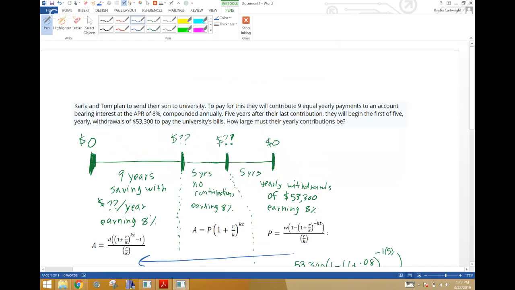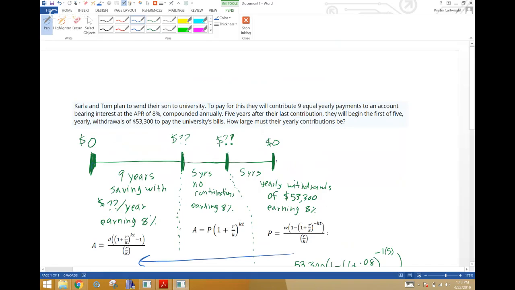So even though time starts at the left here and moves to the right, we actually want to start this problem at the right and move our way to the left, because the right is where we have the most information. We know the most about this 5-year block. We know the yearly withdrawals of $53,300. We know we're earning 8%. We are withdrawing yearly, and it's also compounding yearly.